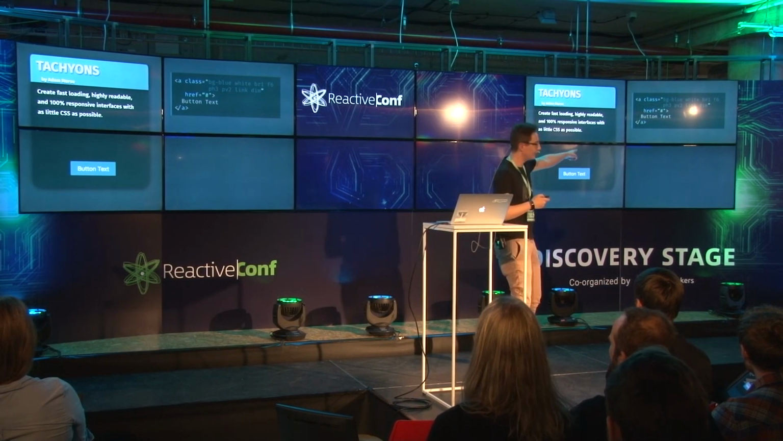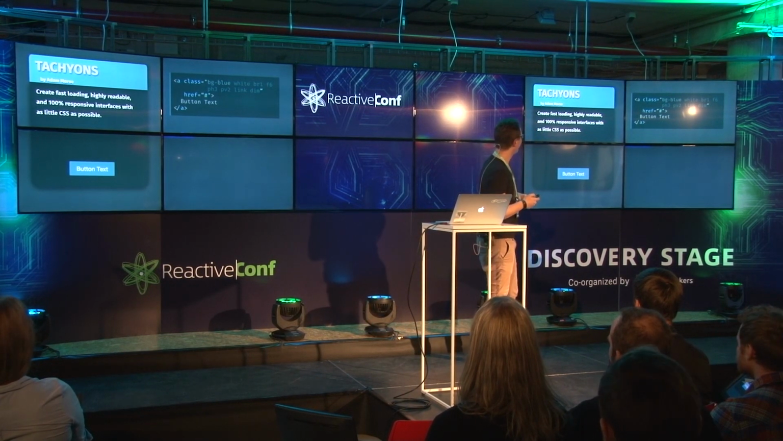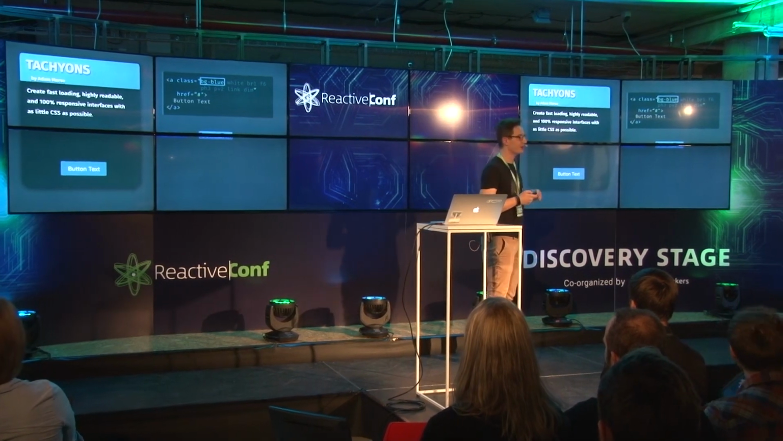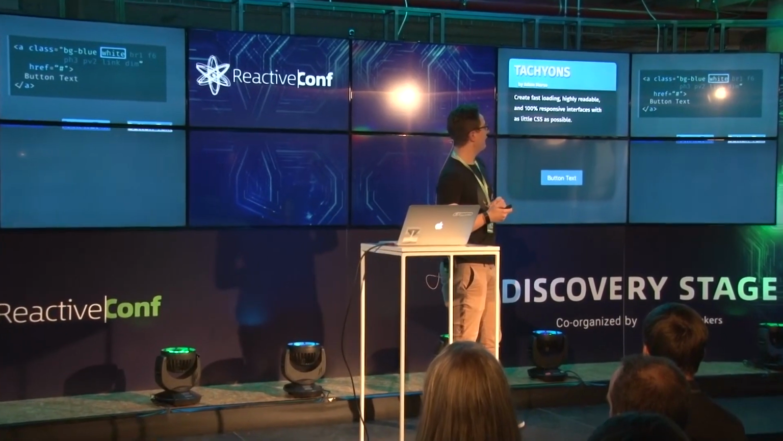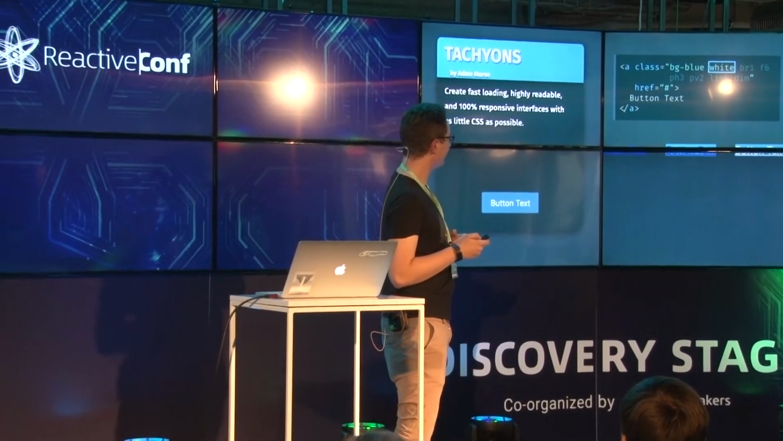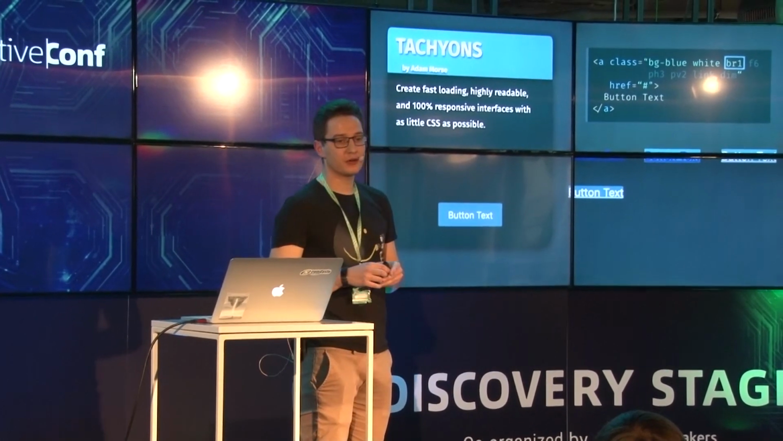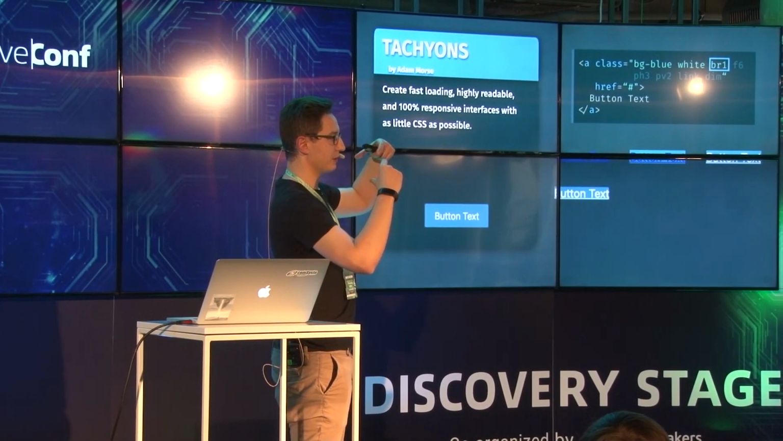You can almost see that we have here a link which is not styled at all. And then we have a blue background behind this link by adding the BG Blue class. And we add a white font by adding the class font, the white class. Next one is border radius 1. And this makes the edges a little bit rounder.